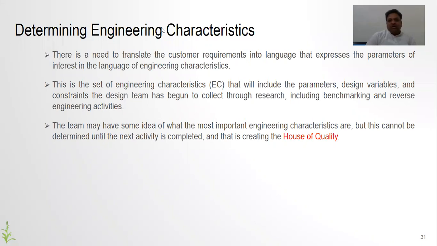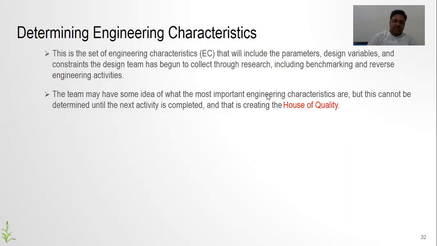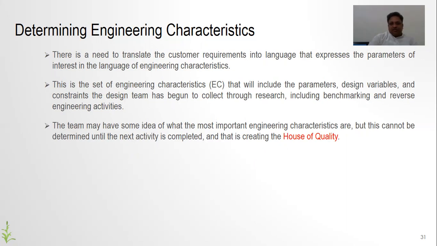The team may have some idea of what the most important characteristics are, but this cannot be determined until the next activity is completed, and that is creating the house of quality. We'll see the house of quality on the very next slide. So this is a set of engineering characteristics, and that will include the parameters, design variables. It is the same thing.